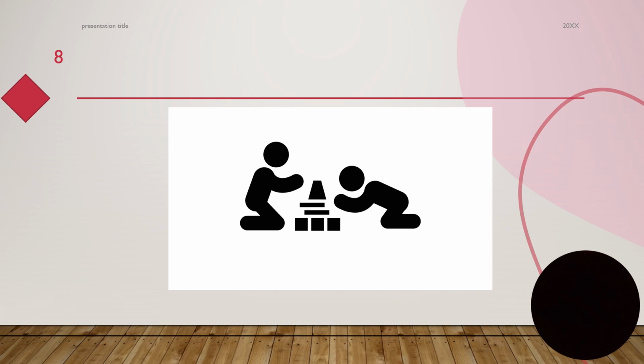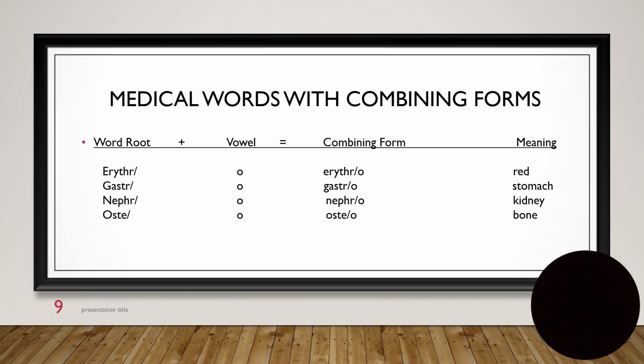So let's build more medical words. Here's an example of building medical terms using a combining vowel such as A or O. Here is a list of the word root, the vowel, and the combining form with its meaning. First, I have erythr as the word root, plus the vowel O gives you the combining form erythro. Erythro means red.